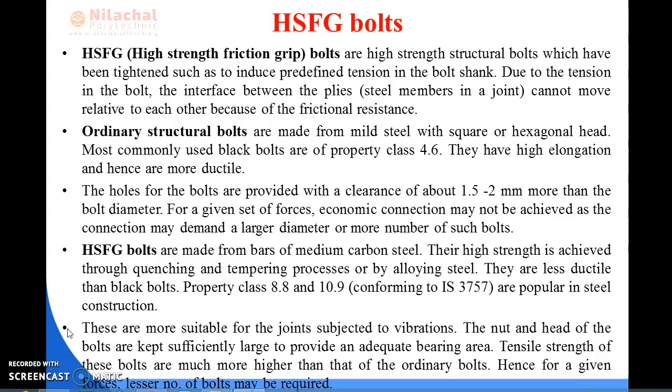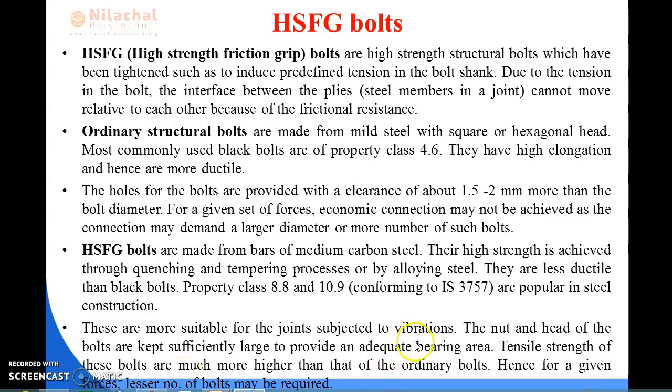That means in an area which belongs to an earthquake zone, or an area where the chances of storms or earthquakes are more, when a steel structure is constructed there, at that time we need to provide HSFG bolts instead of ordinary structural bolts.